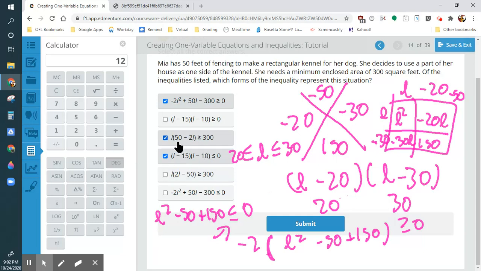You have 50 feet. This to me just feels better. Don't let that fool you. It feels better because the L's in the front, but it's 50 feet minus the 2 lengths. She only has 50 feet to work with minus the 2 lengths.